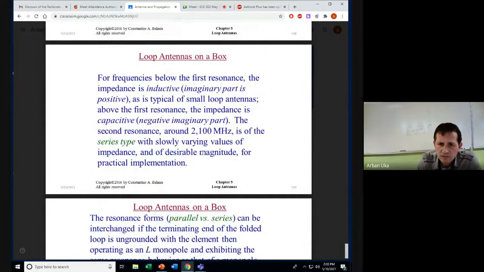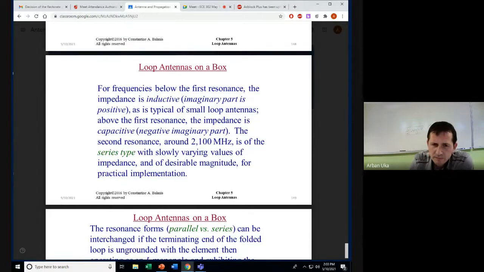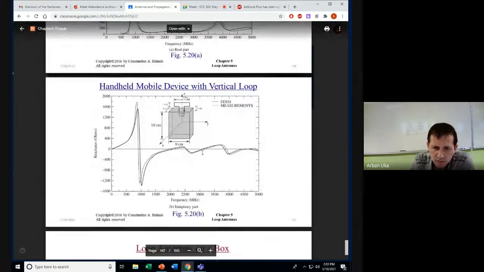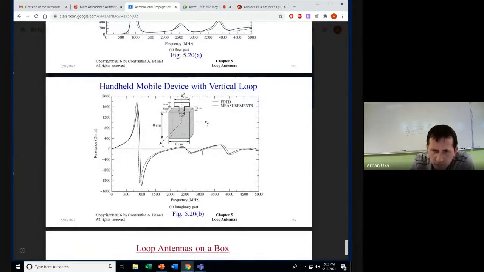So let's see, loop antennas on a box. For frequency below the first resonance, the impedance is inductive. Below the first resonance, let's see here. So we have the first resonance, handheld mobile device system. From this graph, we see actually, let's say the reactance, and we notice that there is a resonance for the reactance in ohms in the order of 900 megahertz.